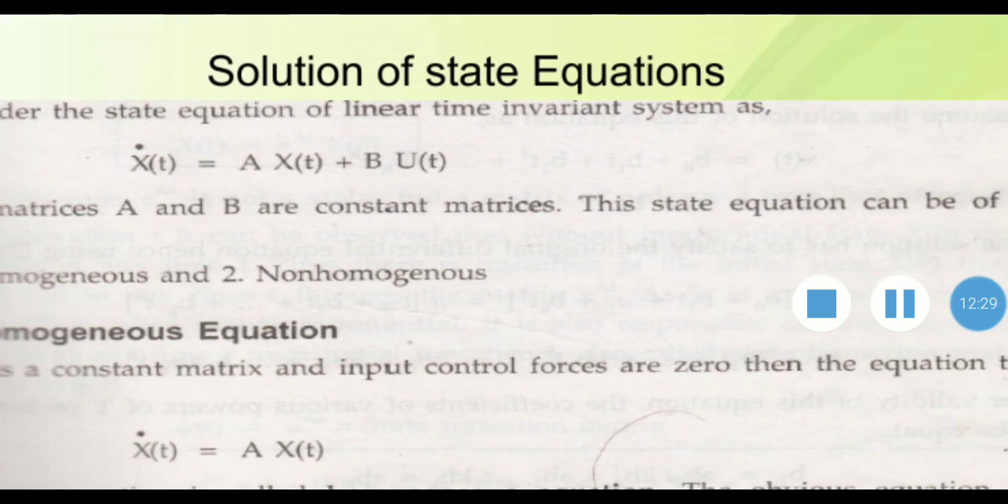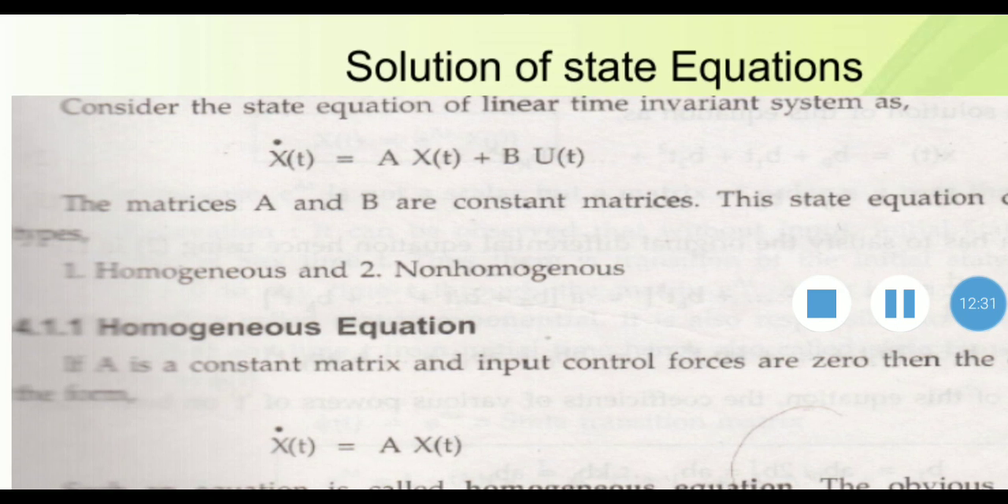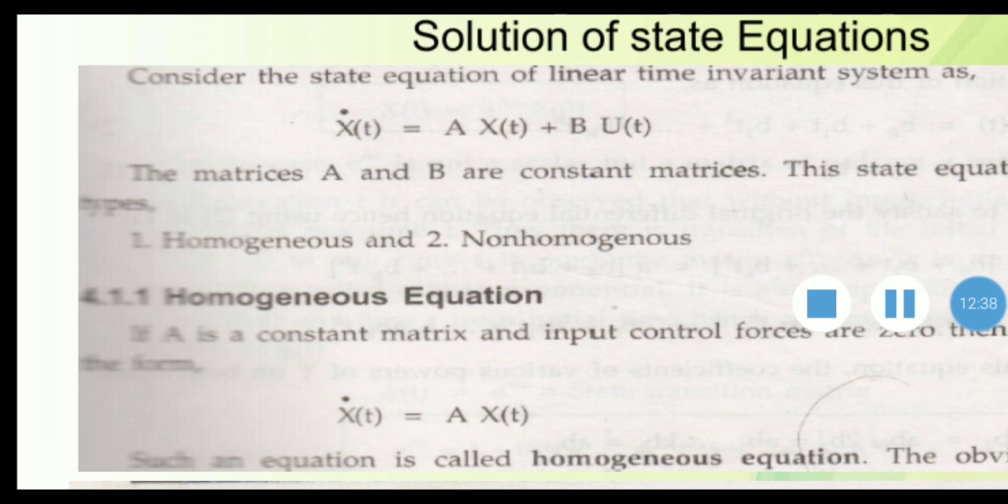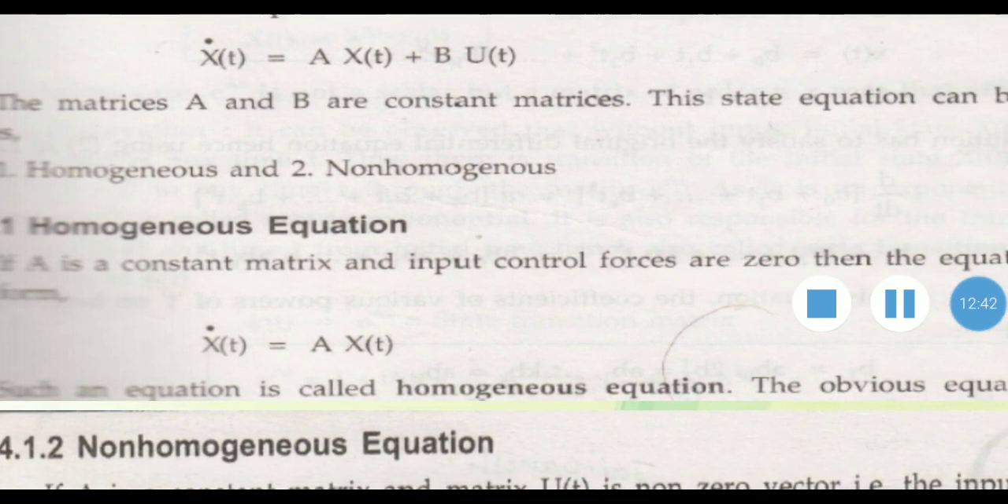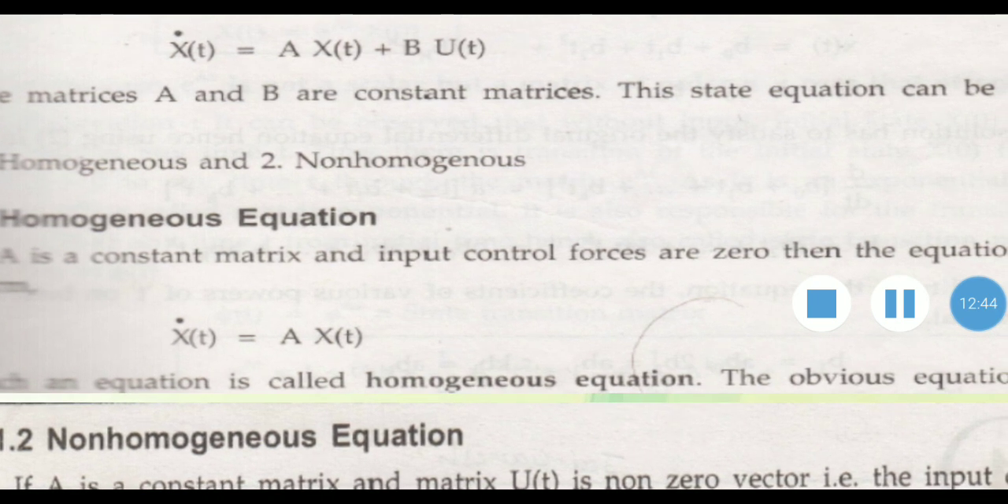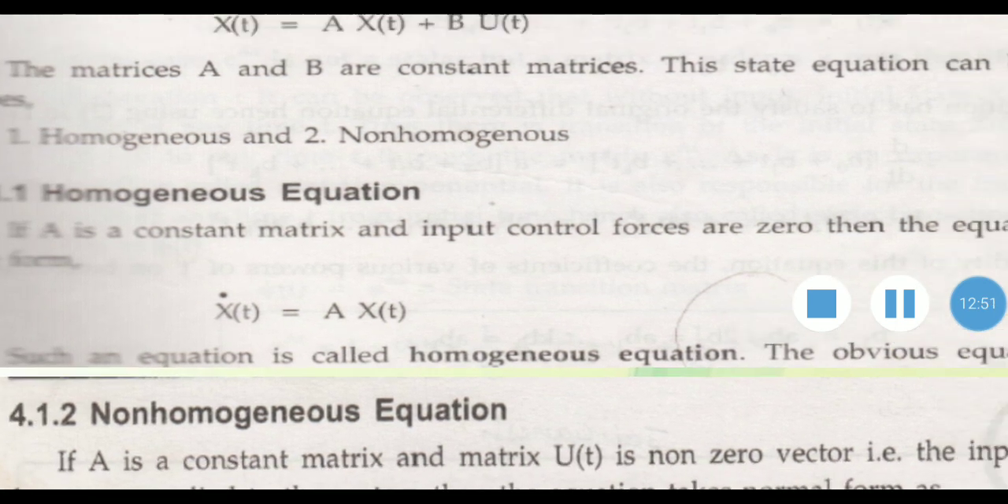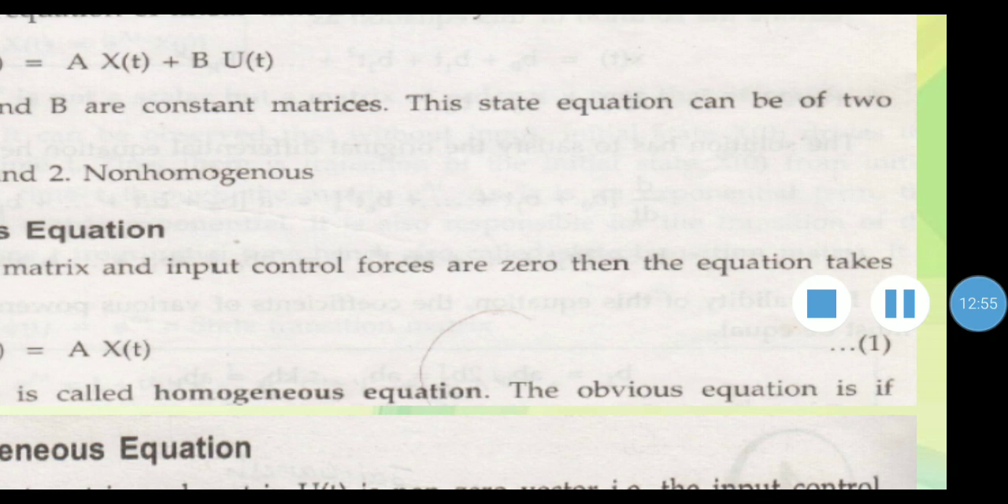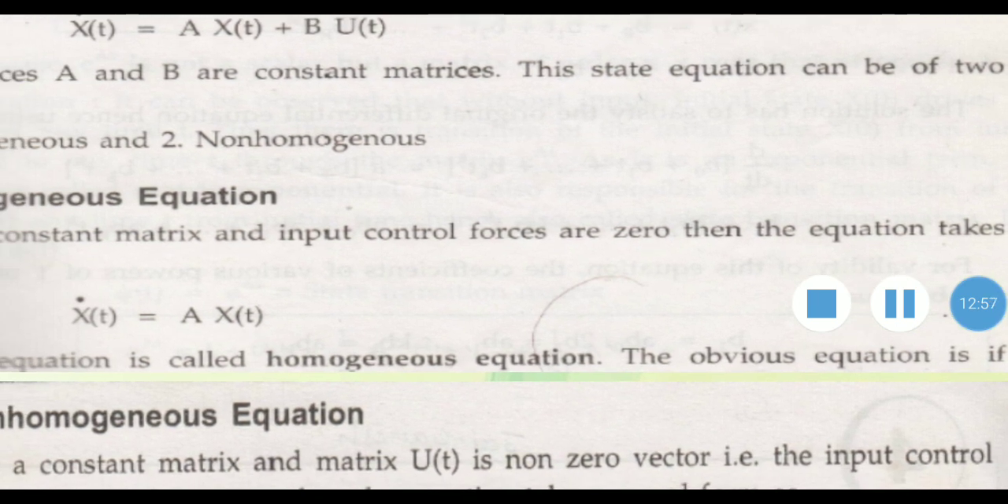This state equation can be of two types, one known as homogeneous, another known as non-homogeneous. Now we will see the homogeneous equation. We take A as a constant matrix, and if the input or control forces are 0, then the equation takes the form x dot t is equal to Ax of t. Such an equation is called a homogeneous equation.